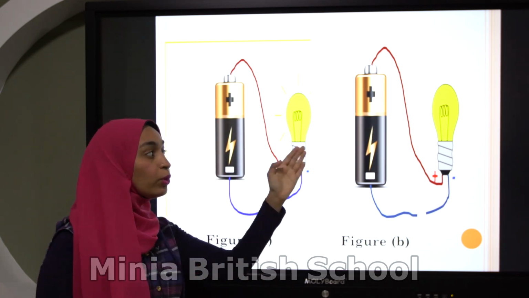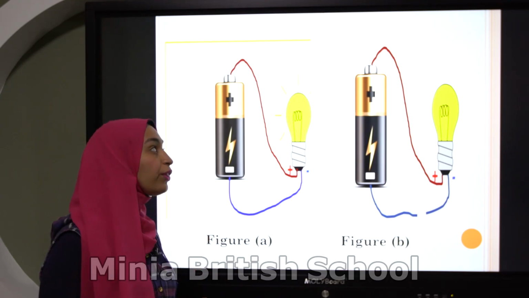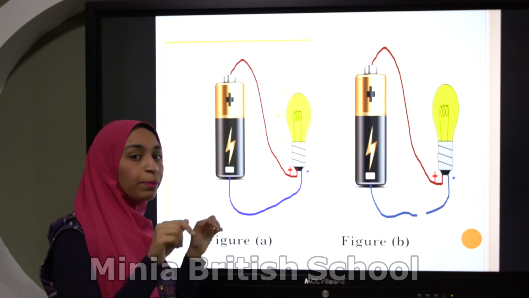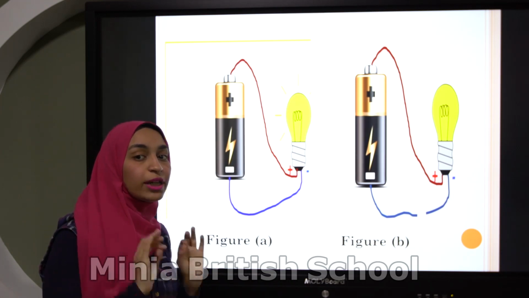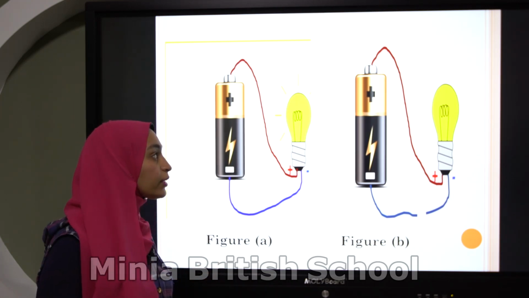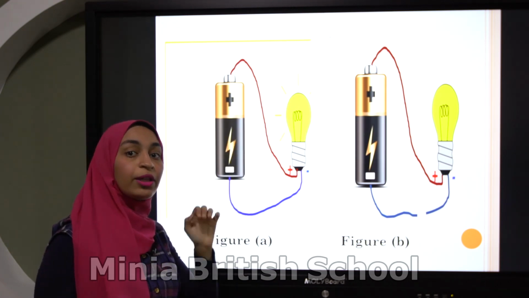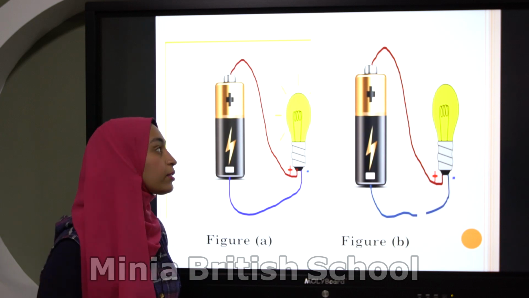Okay, what can we conclude from these figures? We can conclude that the electric circuit must be closed. All its parts must be connected together to allow the electric current to reach the lamp. And when it reaches the lamp, it will emit light.